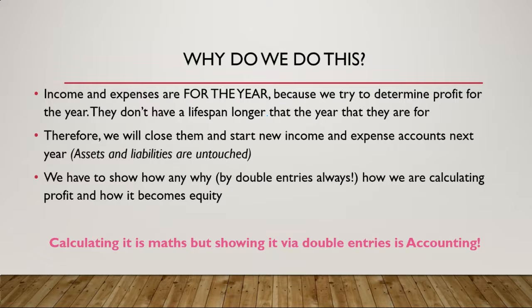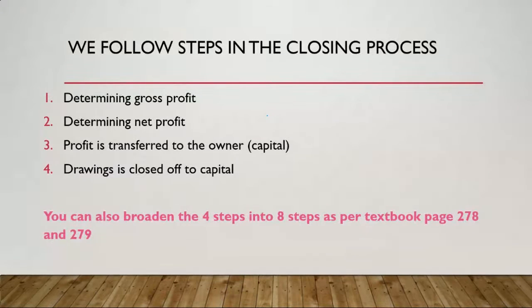We also have to show how and why by double entries, as always, how we are calculating the profit and how it becomes equity. So calculating it is maths, but to get it into our books as double entry, we call that accounting. Okay, so the steps you can follow. There are 8 steps discussed in your textbook. The broad 4 steps that we are looking at is we first determine the gross profit. Now that is broken down into we transfer the sales returns to the sales account. Then we take the sales account to your trading account, which calculates your gross profit.